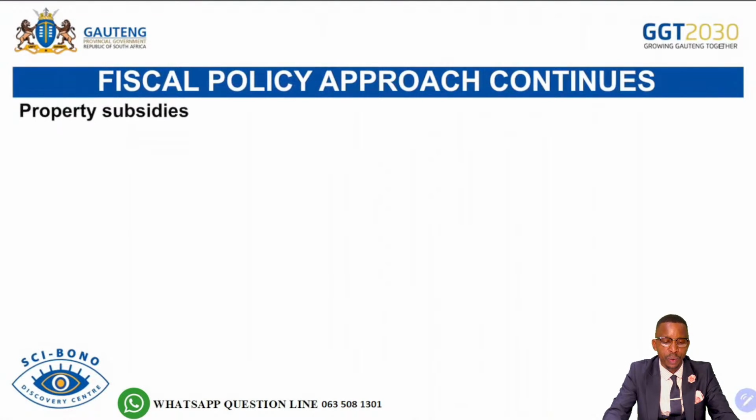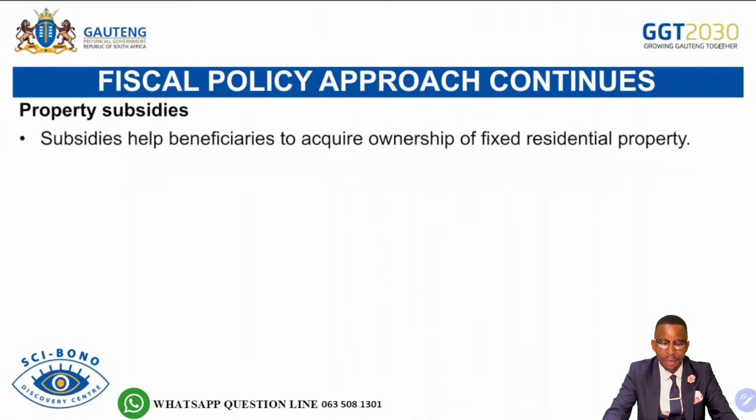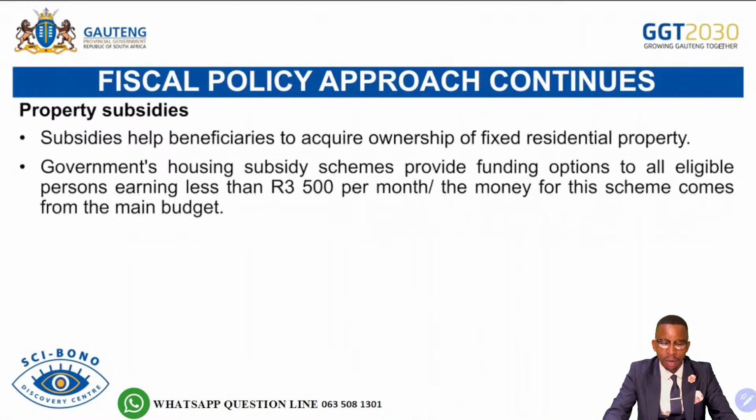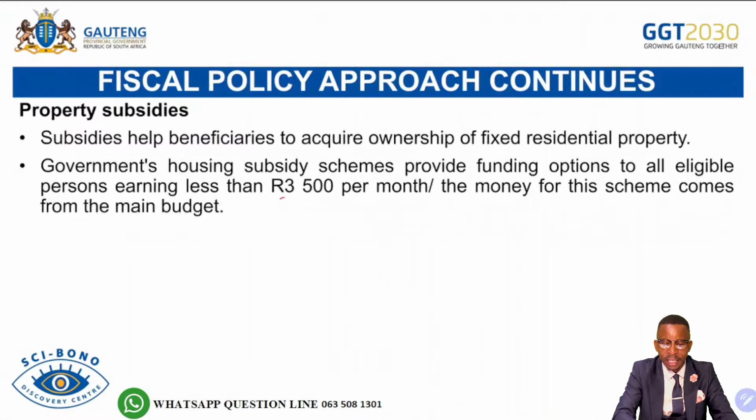We continue. Property subsidies. In this case, we refer to the situation whereby the business or the government will be providing a subsidy to employees so that they can afford to buy fixed property. So subsidies help beneficiaries to acquire ownership of fixed residential property. Government housing subsidy schemes provide funding options to all eligible persons earning less than 3,500 per month. The money for this scheme comes from the main budget.